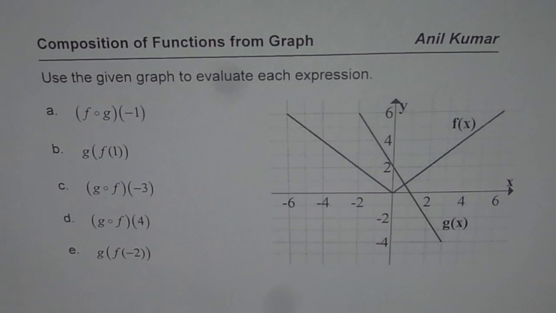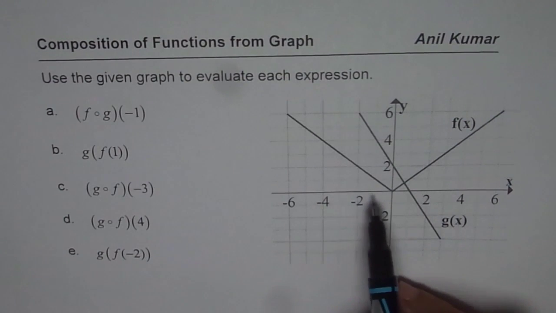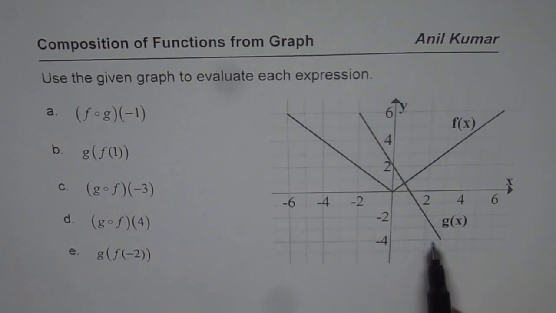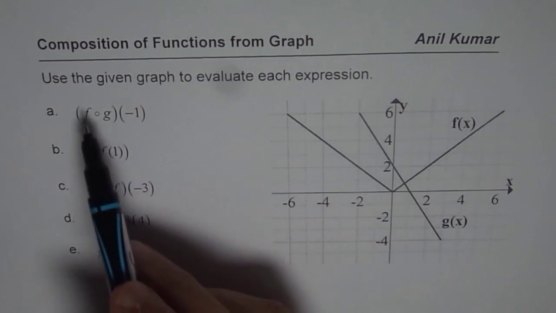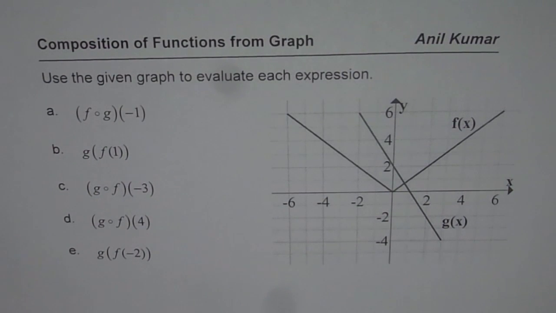We need to evaluate the values from the given graph. The question here is, use the given graph to evaluate each expression. So f of x is the absolute function, g of x is a straight line. You need to evaluate all these 5 expressions. You can pause the video, answer your question, and then look into my suggestions.